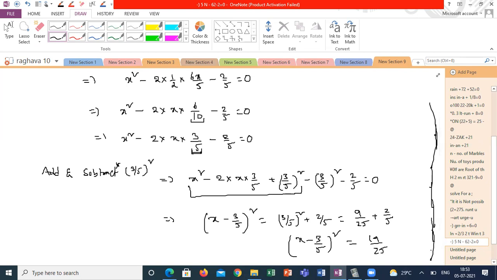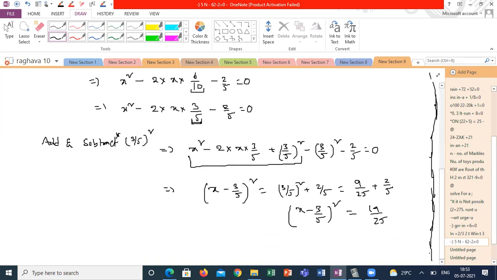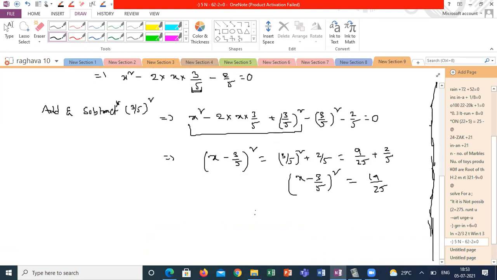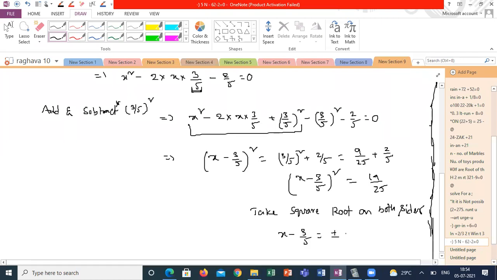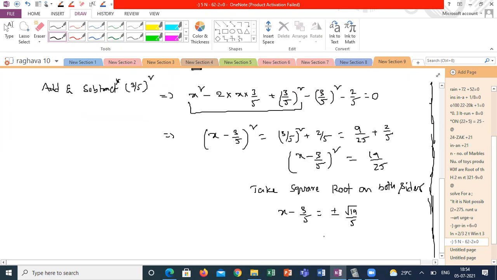Now take the square root on both sides. That means finally the given expression I am converting into a linear equation. So I will get x minus 3 by 5 is equal to plus or minus root 19 by 5. So x minus 3 by 5 is equal to plus root 19 by 5, or x minus 3 by 5 is equal to minus root 19 by 5. So my x is equal to 3 plus or minus root 19 by 5.